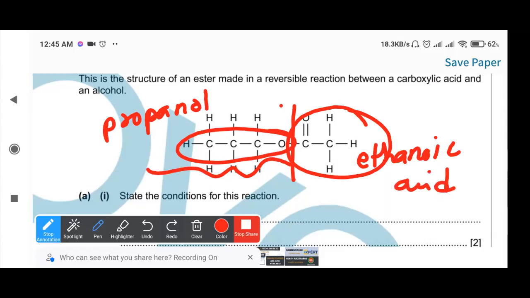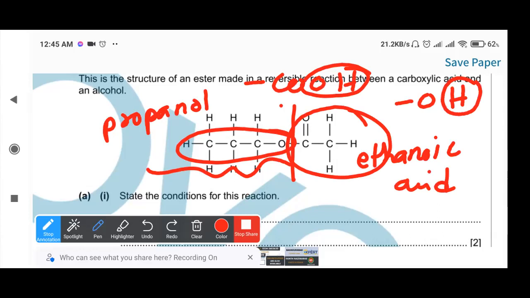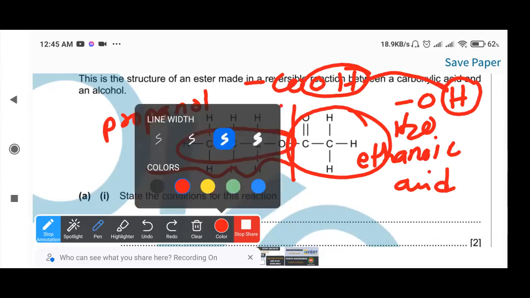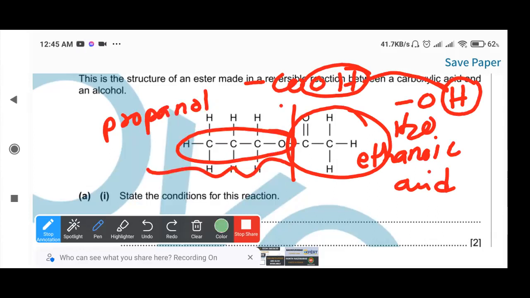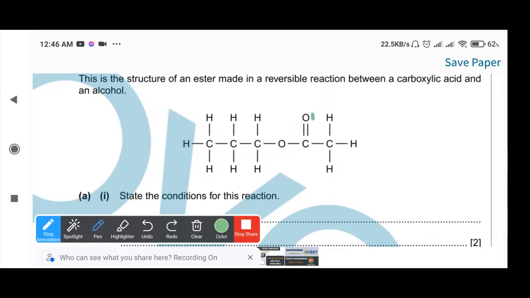And basically what happens, from the carboxylic acid part, the OH leaves, and from the alcohol part, the H goes off. This H and OH together form H2O, and then what happens? This O and CO get joined together to form the COO. Okay, so that is the case.